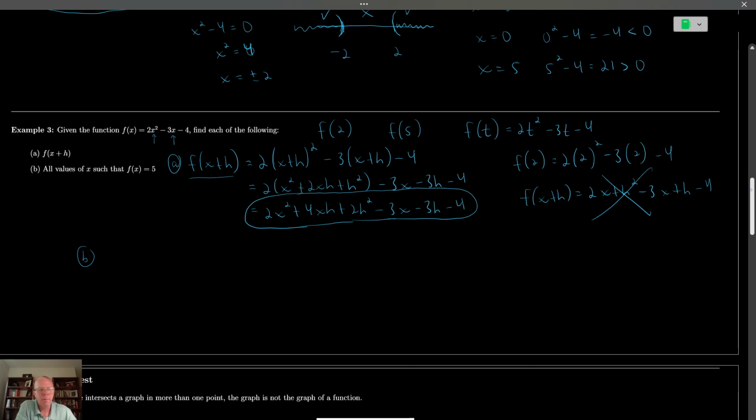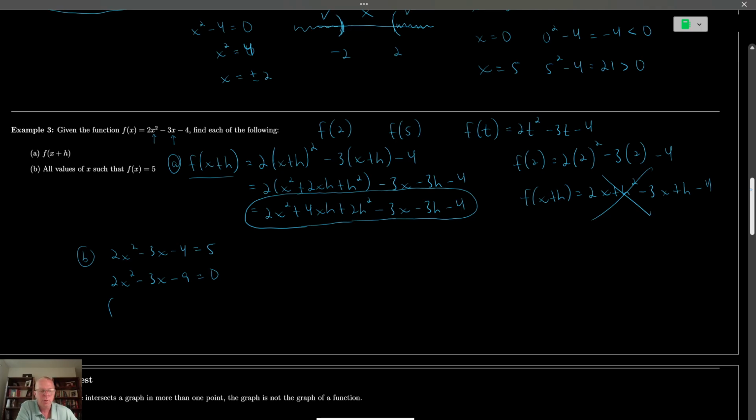All right, part B, all values of x such that f of x equals 5. If f of x equals 5, that means that 2x squared minus 3x minus 4 equals 5. So we need to find x so that this is true. Now 2x squared, this is a quadratic, so let's set it equal to 0. And you probably have tips or techniques for factoring quadratics that you've learned in algebra or pre-calculus.